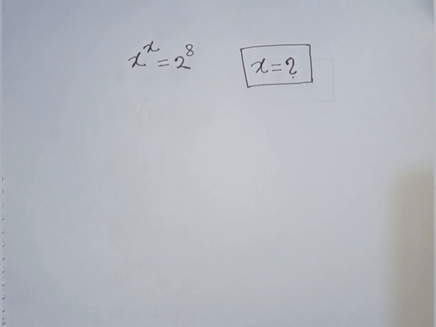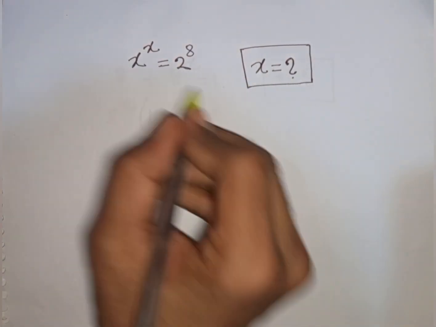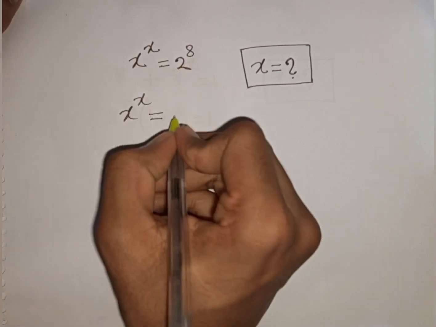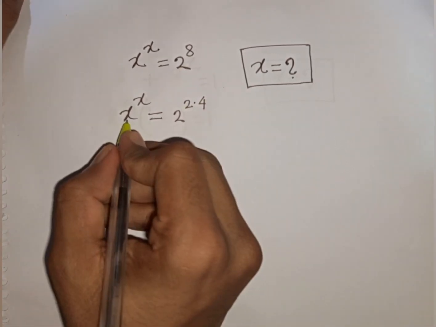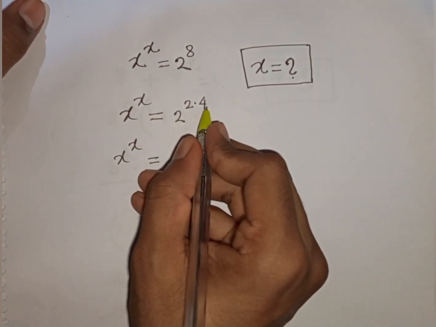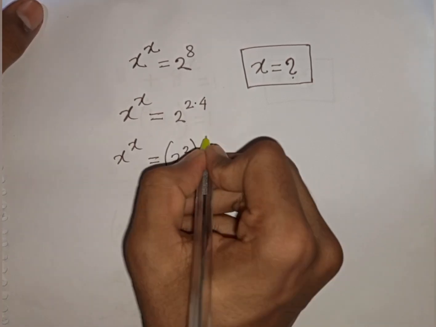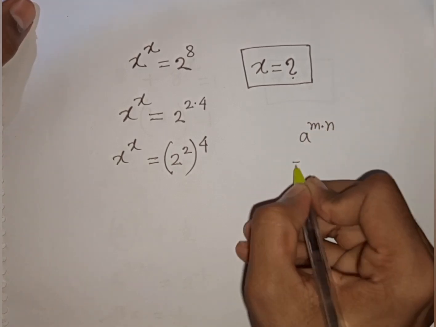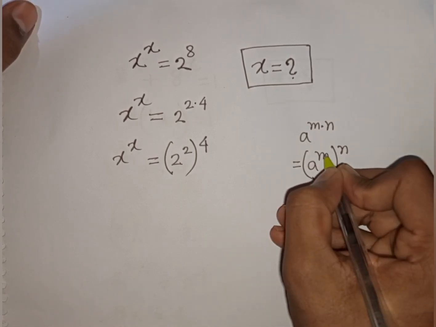So this is our answer. Next question: x power x is equal to 2 power 8. What is the value of x? So we have x power x is equal to 2 power 8, which can be written as 2 power of 2 times 4. Now x power x is equal to 2 power of 2 times 4, which is the same as 2 power 2, then bracket power of 4. According to this rule, a power of m times n is equal to a power m, bracket power n.